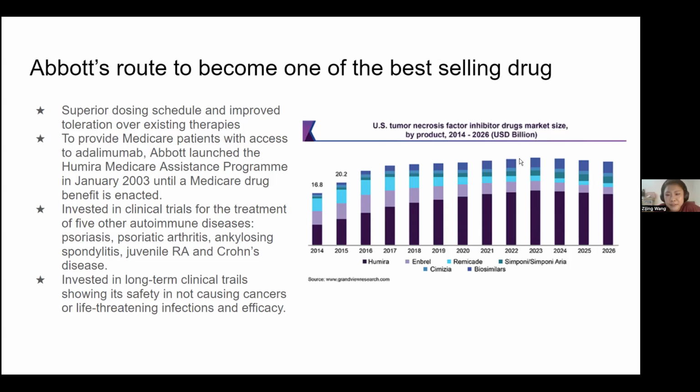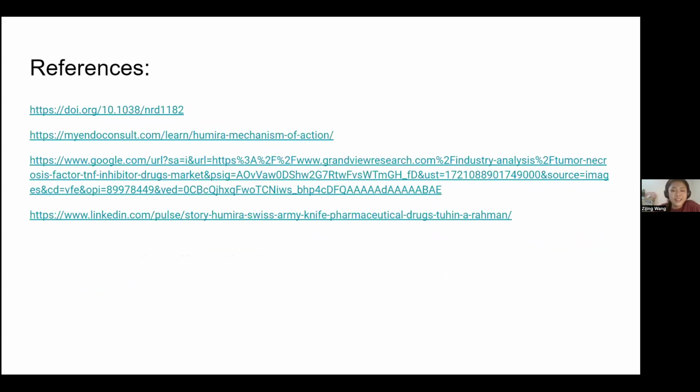And the figure on the right shows the market size of Humira. It is the dark purple portion of those bar graphs. So it takes a lot of the market share, and they're earning a lot of money because of this. So that's everything. Thank you for listening. If you have any questions, please ask.